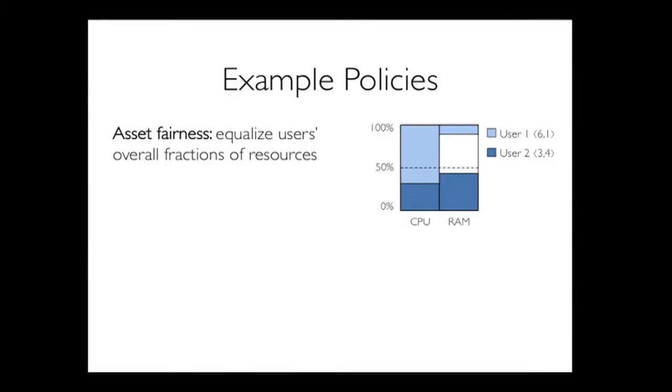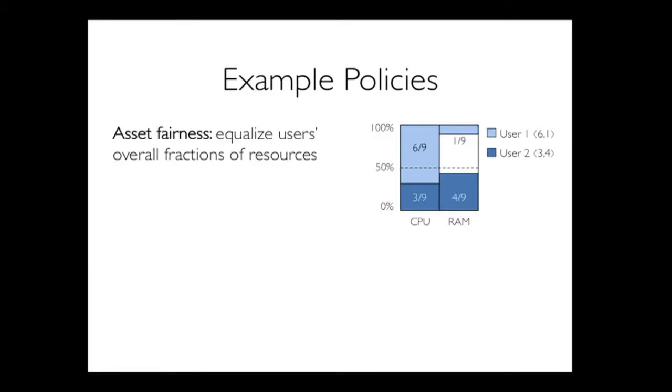The first thing we tried is what we called asset fairness. It's a pretty natural thing. The idea there is to equalize users' overall fractions of the resources. Imagine having 1% of the CPU is worth, say, $1. Having 1% of RAM is worth $1, and we want to equalize everyone's dollar value. If we do this with the demands I had before, the 6,1 and 3,4, this is the allocation we get. The first user gets 6/9 of the CPU and 1/9 of memory. The second gets 3/9 of the CPU and 4/9 of RAM. And they each have gotten 7/9 in total. So it seems pretty fair.